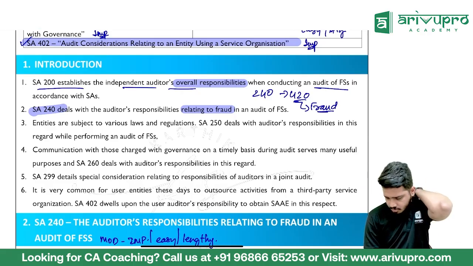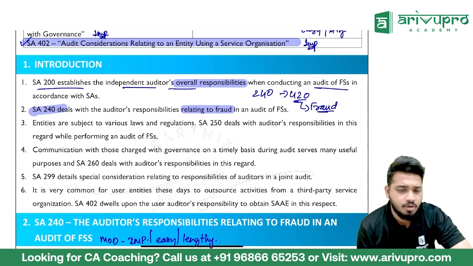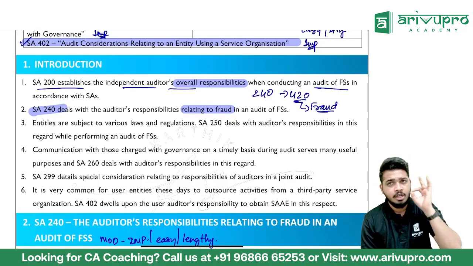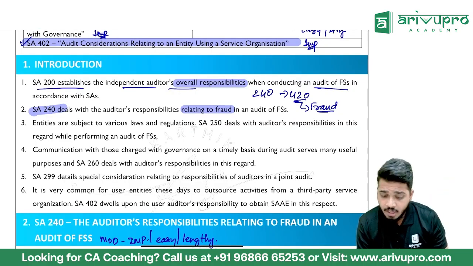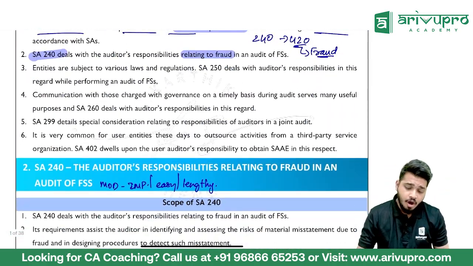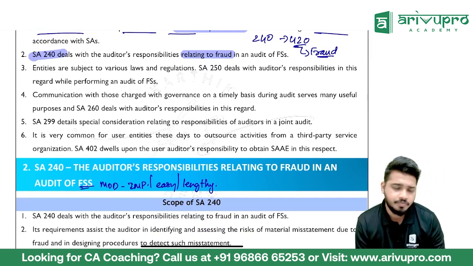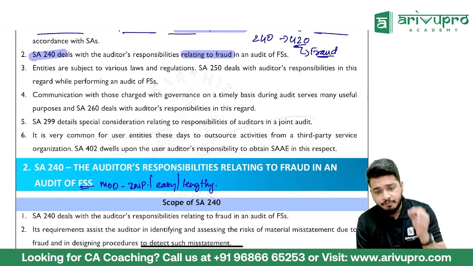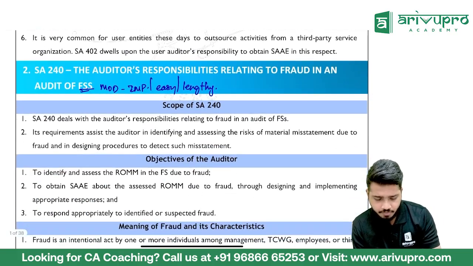Correct? Understood? So SA 240 specifically talks about what? It specifically talks about your responsibility towards fraud. Which type of fraud, sir? Fraud in an audit of financial statements.